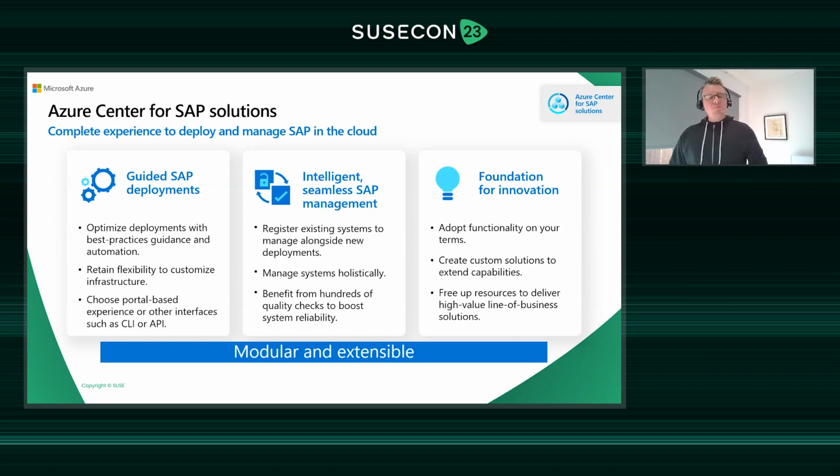Moving to pillar 2, which is focused on intelligent and seamless SAP management. In this pillar, ACSS helps our customers manage SAP systems at SID level. So customers can register existing Windows and Linux ABAP SAP systems inside the product. Before ACSS was around, customers had to manage a bunch of, let's say, discrete virtual machine, storage, and networking elements.